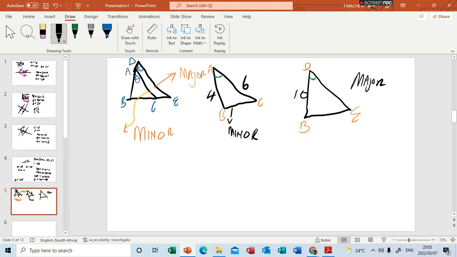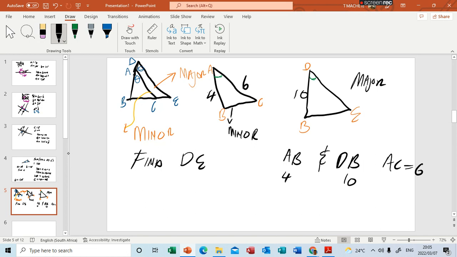So they say you must find this side right here. If they say find side DE, find DE. You see you've got AB for your minor, and also you've got DB. This one is 4. This one is 10. Then you also have AC, which is 6. Then you don't have DE. Then they say find DE.